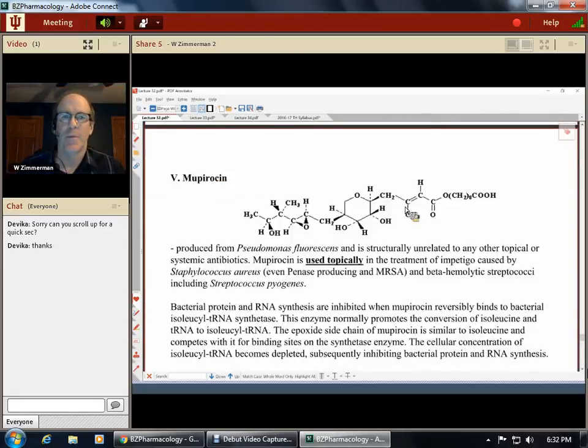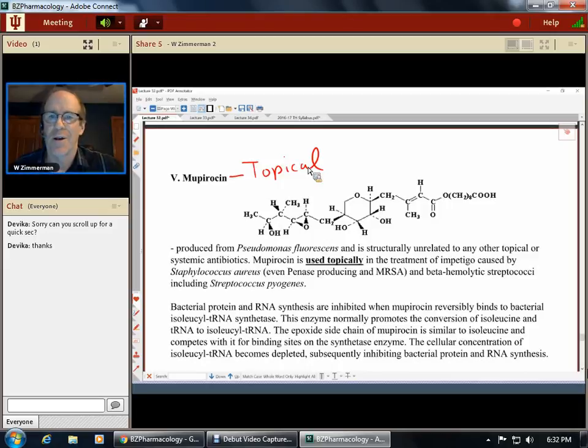Okay, mupirocin, topical. Unrelated to anything else we've talked about, I do have it used topically in here. You could use it for the treatment of skin infections like impetigo, which is caused by staph, even when it's penicillinase producing, even when it's MRSA. It can be used for strep, but it's really giving staph a lot of use.